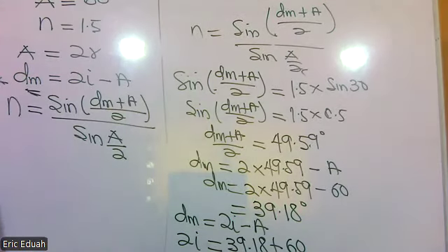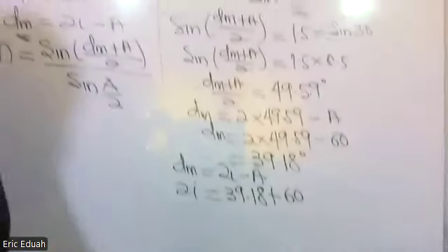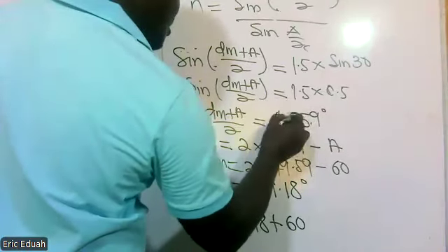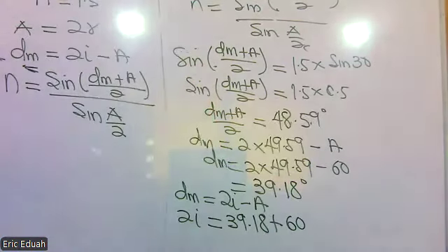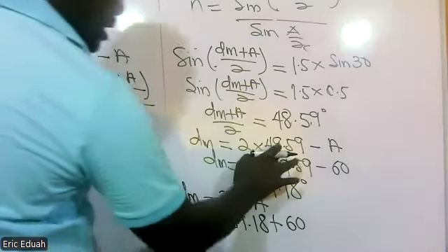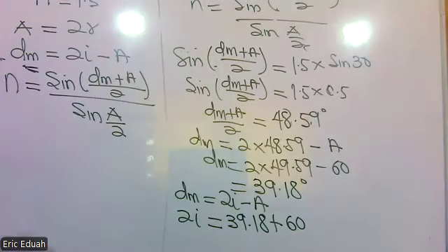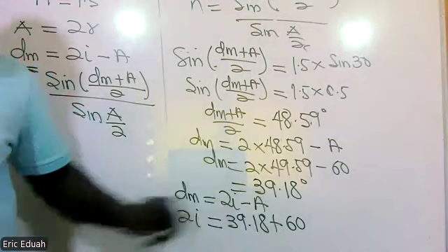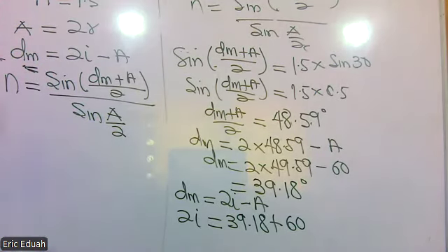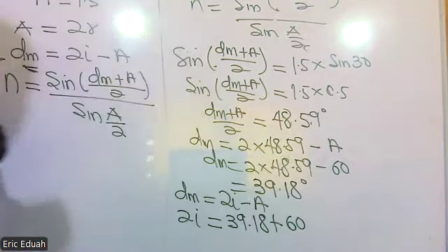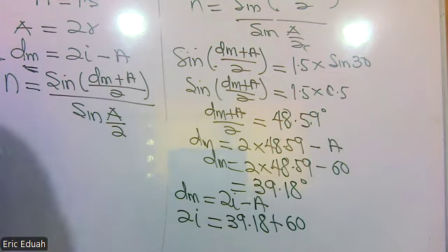Hello? Please, the sine inverse of 1.5 times 0.5 is rather 48.59, not 49.59. I'm relying on what you tell me, so please, let's cross check. Okay, so correct dm for me. Correct the value of dm.